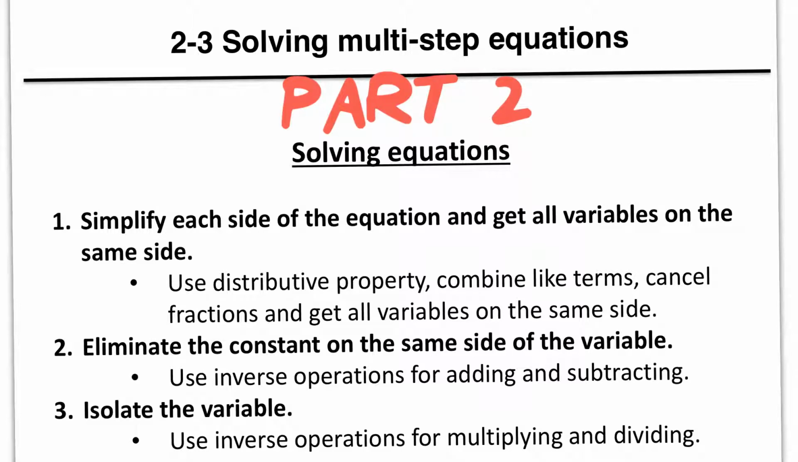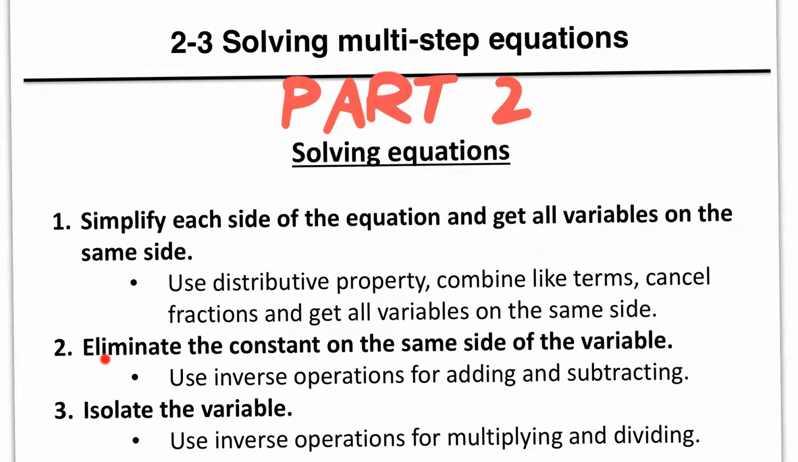So step number one, you always want to simplify each side of the equation and get all the variables on the same side. To do that, you are going to use the distributive property if you can, combine like terms if you have any. You can cancel fractions, and you must get all the variables on one side. Once you finish step number one, you can move on to step number two.